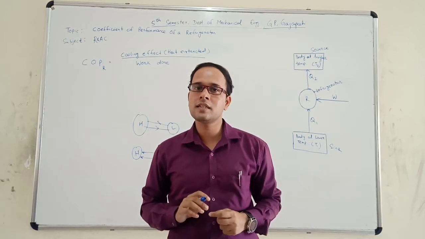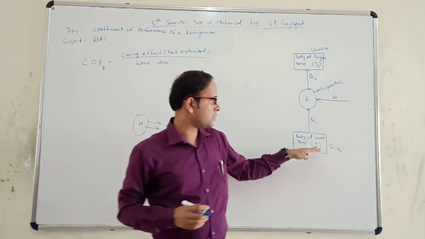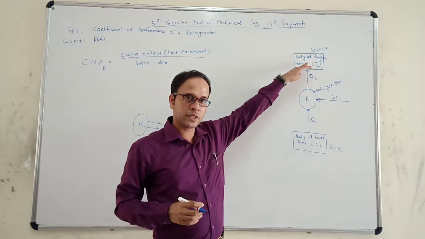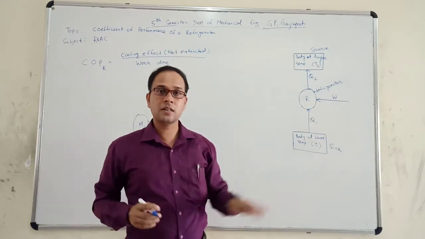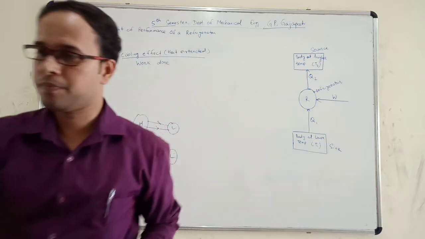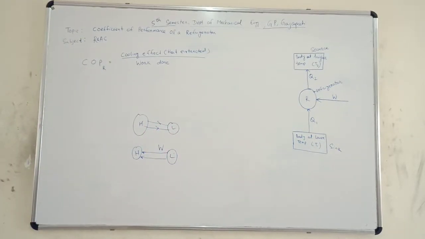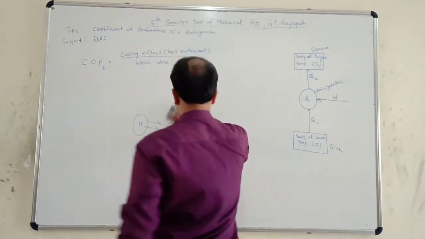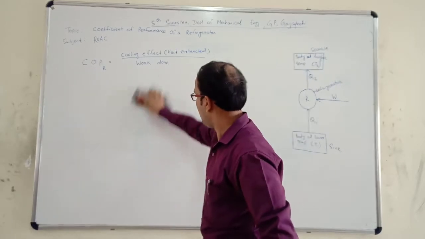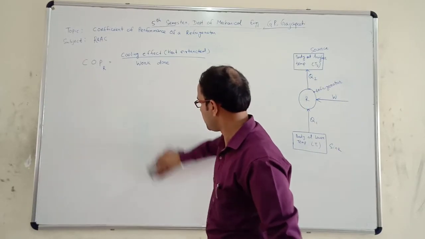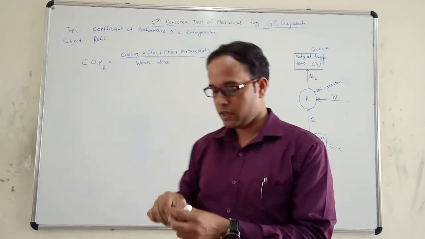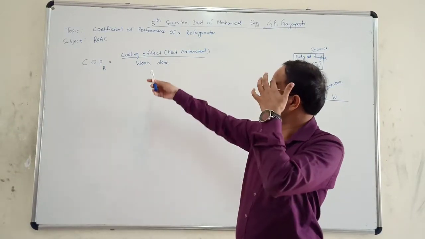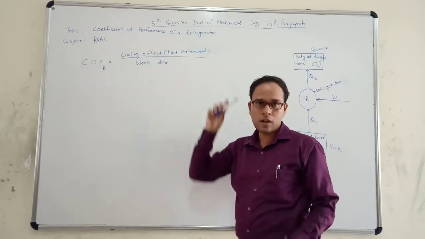So in a refrigerator, to flow heat from the lower temperature to the higher temperature, we need work. For that we have the compressor. By using the compressor, we do the work and transfer heat from the body at lower temperature to the higher temperature. Now come to the COP, which is the cooling effect per unit work.